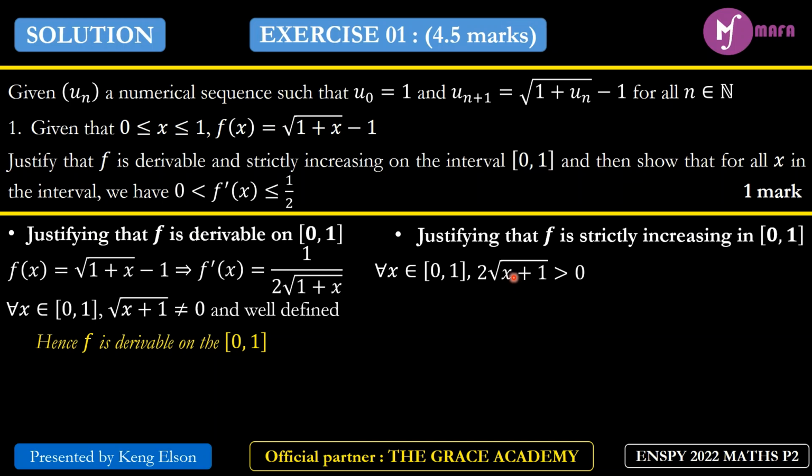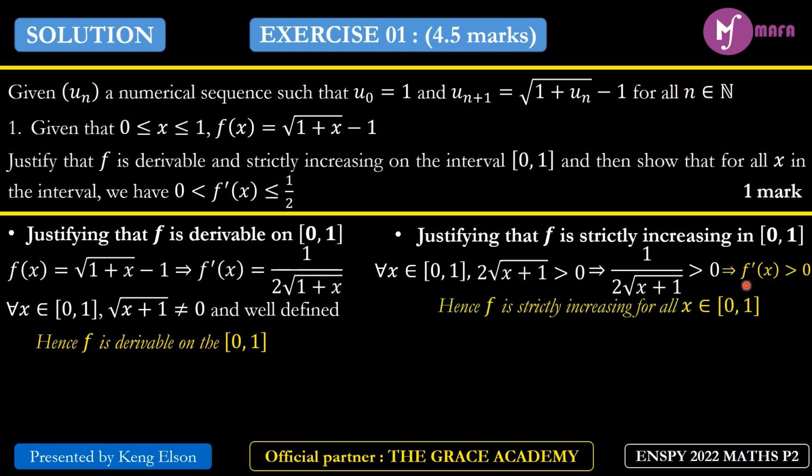So for all x that belongs to the interval 0 to 1, the square root of x plus 1 is always positive. Therefore 2 times the square root will also be positive. If 2 times the square root of x plus 1 is positive, it means that 1 divided by 2 times the square root of x plus 1 will also be positive, because we are dividing two positive numbers. So f prime of x is positive, which means that the function f is strictly increasing for all x that belongs to the interval 0 to 1.